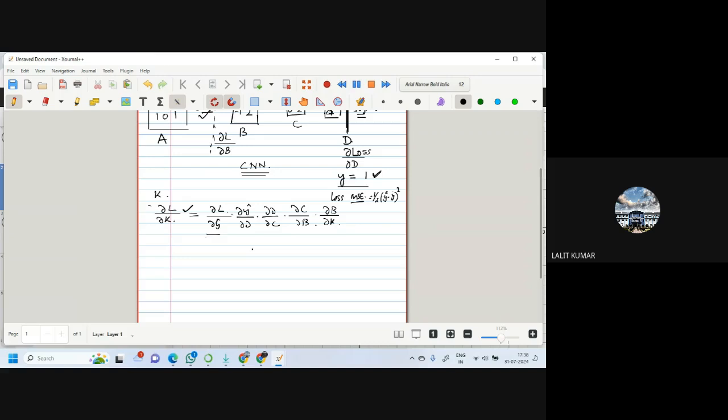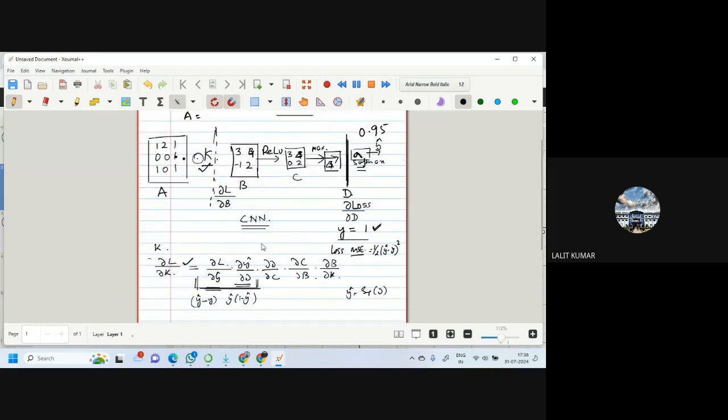Now this we get as y hat minus y. This is a sigmoid because y hat is equal to sigmoid of d, so this will become y hat into 1 minus y hat. So this is the output layer we have covered. Depending on the activation function in the output layer, this is the first part we complete.